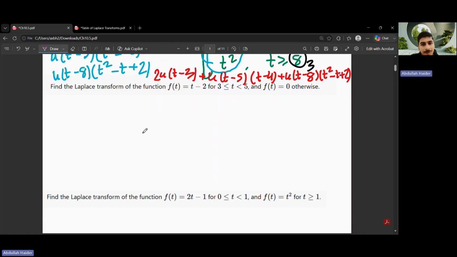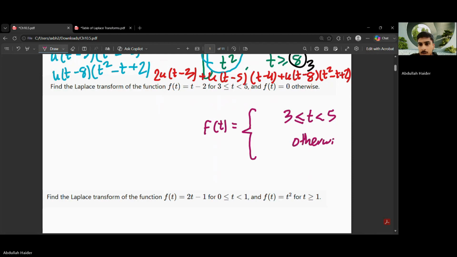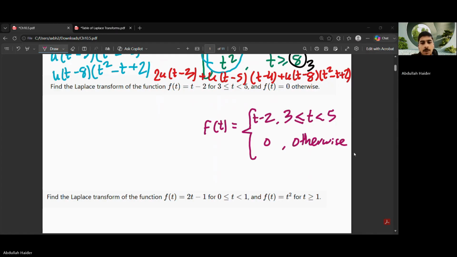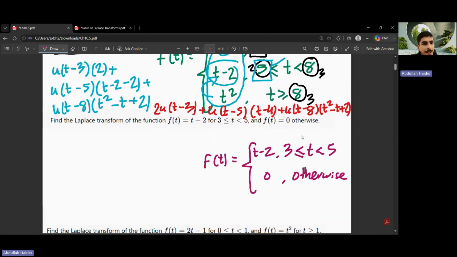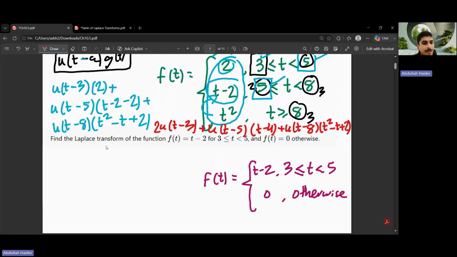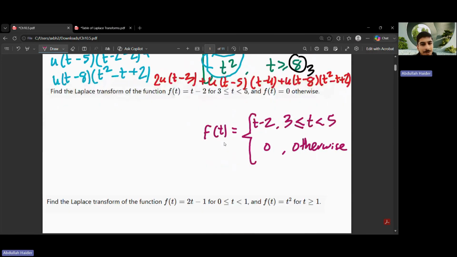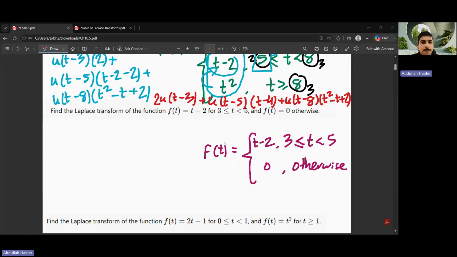So as I said before, always start with the interval. So f of t equals, now you have only 2, basically. You have t minus 2 for 3 less than or equal to t less than 5, and f of t will be 0 otherwise. So I know it said find the Laplace transform, but whenever you have these interval questions, you always need to start with finding the expression of the unit step function.